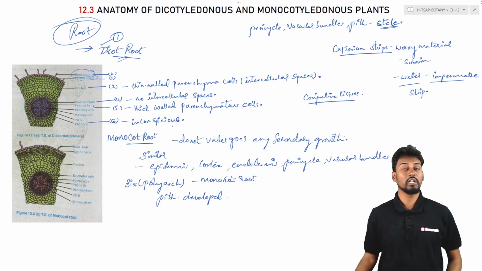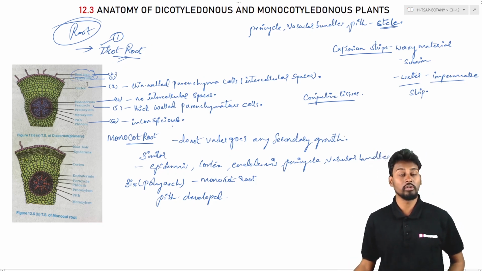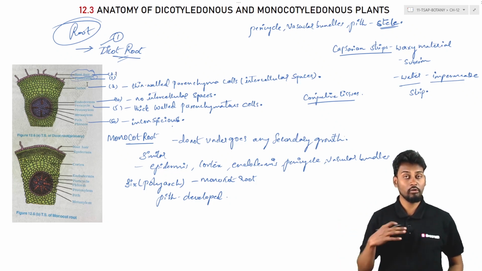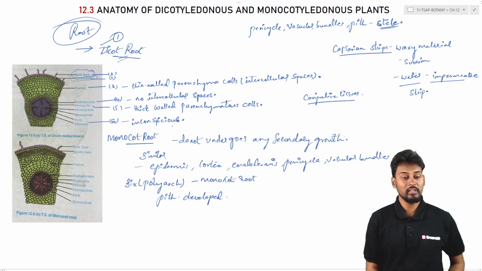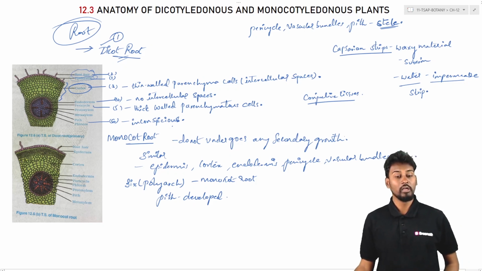So root hairs are structures generally seen on the outermost layer of the root, formed as extensions, that is, modified unicellular structures. Next, as we come down past the epidermis and root hair, we have multiple layers of cells. We call that the cortex.